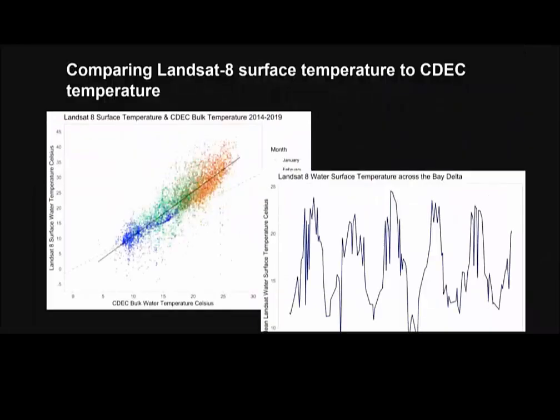Here are some of the early results from comparing Landsat 8 to the CDEC and bulk temperature measurements, as well as looking at the 5-year record from Landsat 8 as a time series. We want to continue to dig into these data to see if we can drive better understanding of what's happening within the systems.